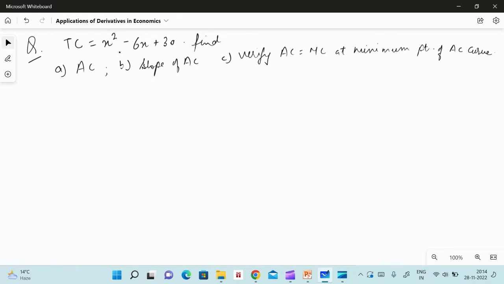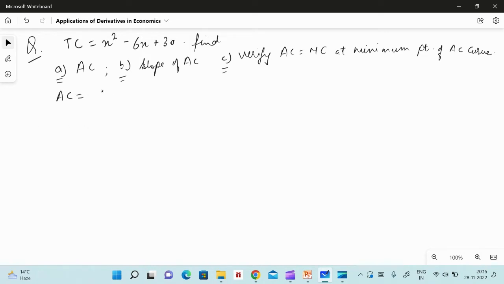So let's start the concept with the help of this practical equation, in which it is given that total cost is equal to x square minus 6x plus 30, and we have to find out three parts, that is average cost, slope of average cost, and we have to verify that average cost is equal to marginal cost at the minimum point of the average cost curve. So let's start with the calculation of average cost.